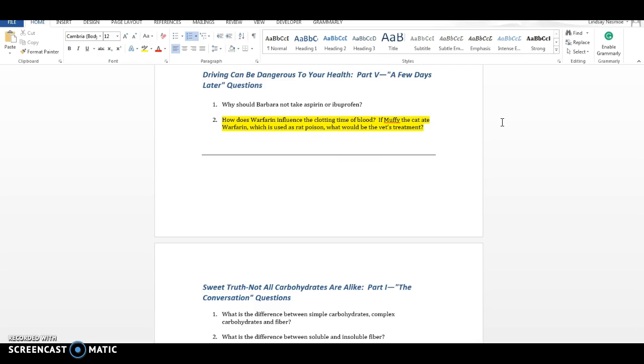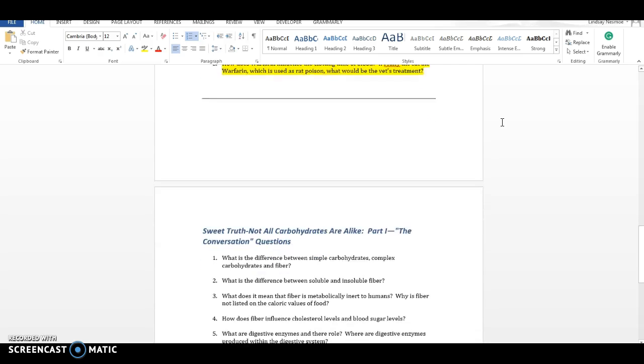Okay, what would the vet's treatment be? I'm not looking for a treatment plan. I'm just looking for one specific thing that's typically administered here that will counteract what warfarin does to the blood. So hopefully that makes it a little bit easier.